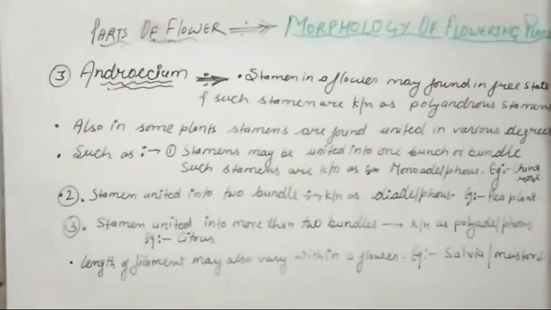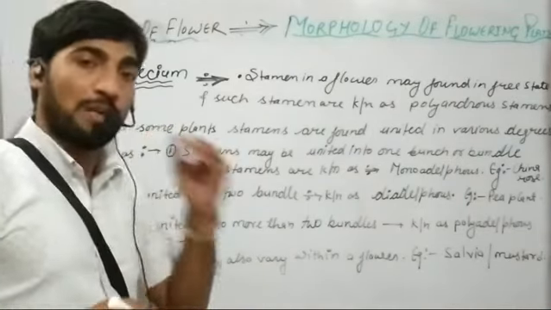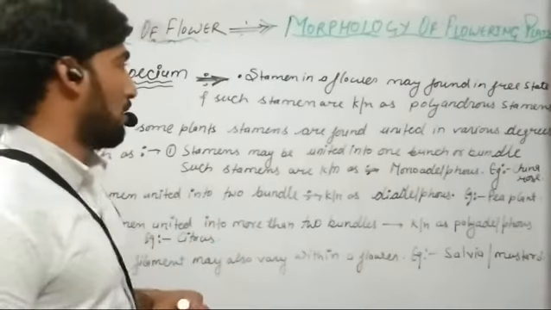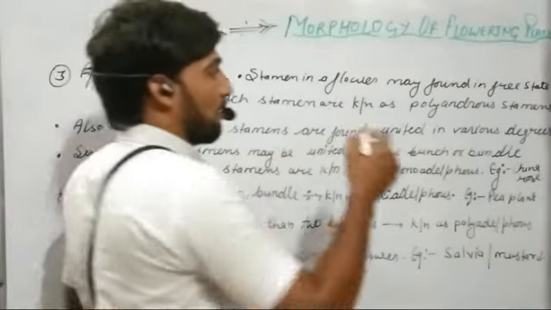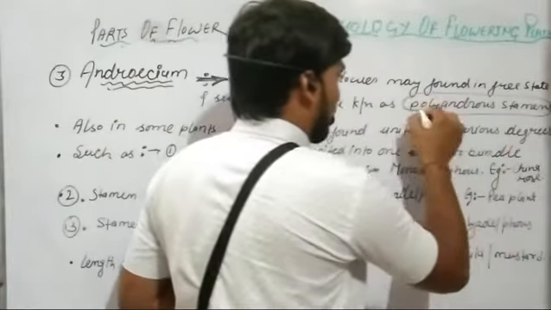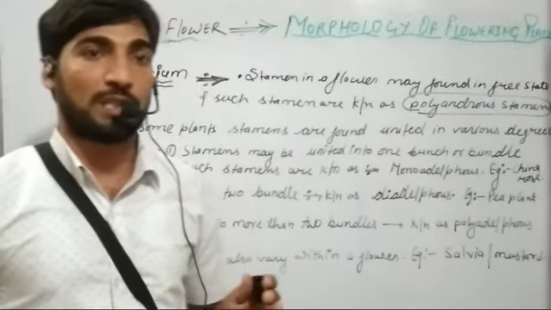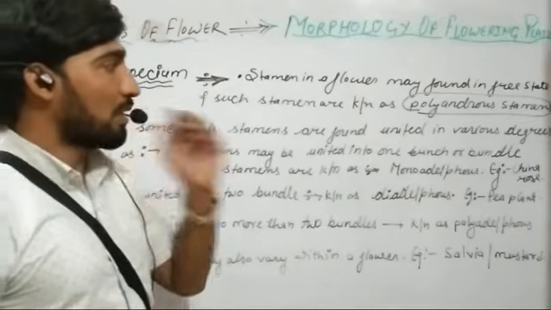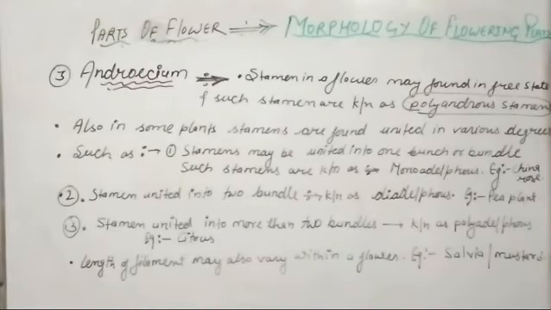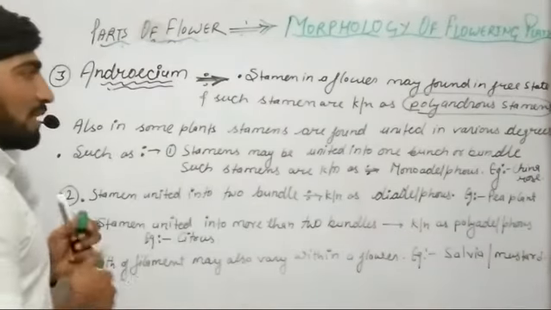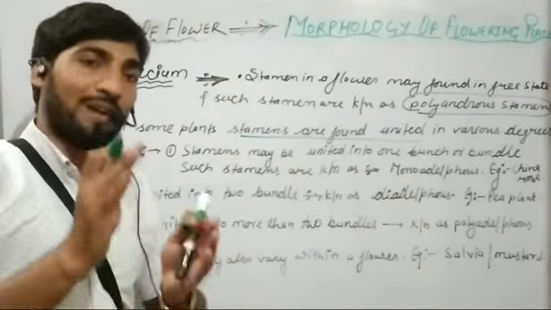So in some flowers, the stamens of a flower may be present in a free state. Such stamens which are present in a free state are known as polyandrous stamens. So in flowers, if all the stamens are present in a free state and not in a fused state, then these stamens are known as polyandrous stamens.